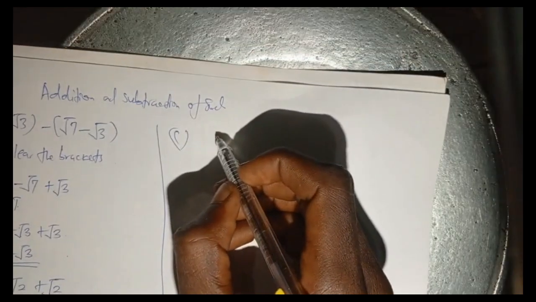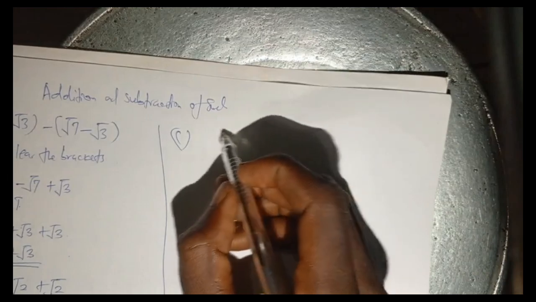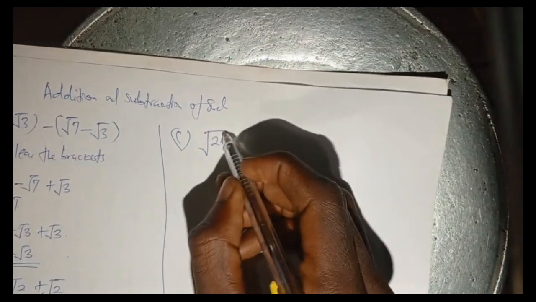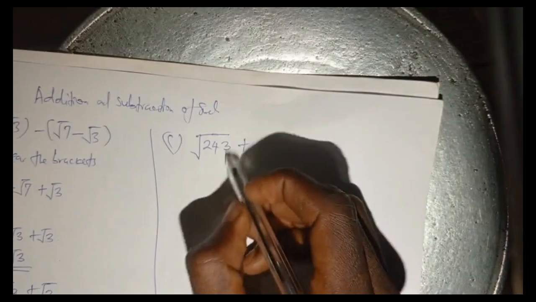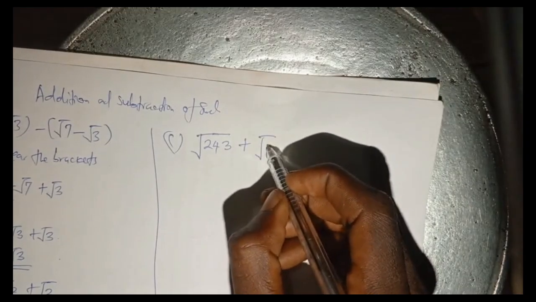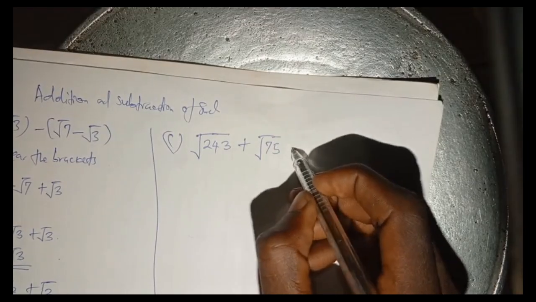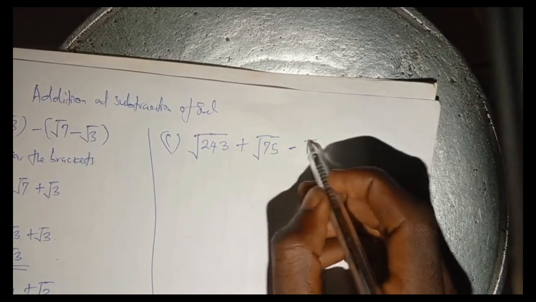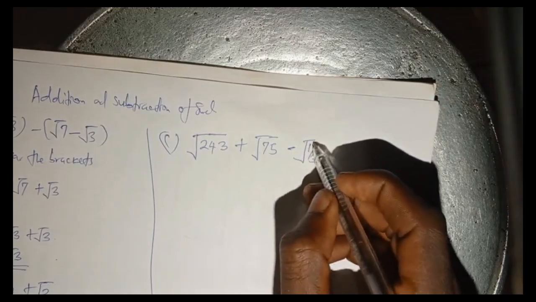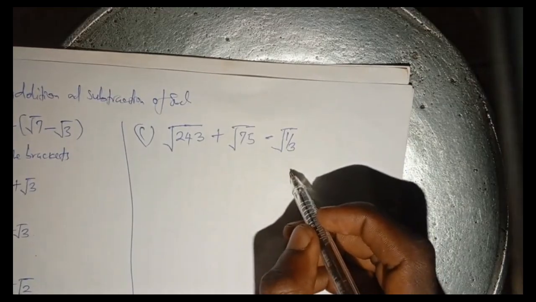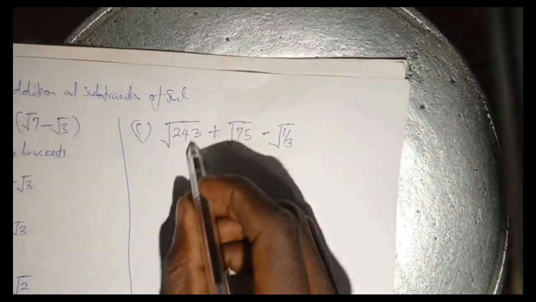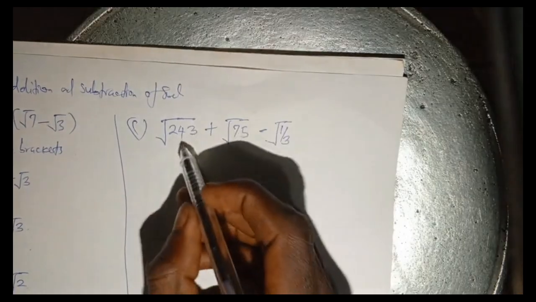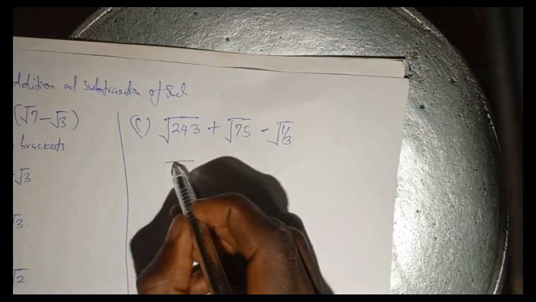Now C, then we have to simplify or evaluate 243 root 2, 243 plus root 75, then minus root 1 over 3, right? Minus root 1 over 3.